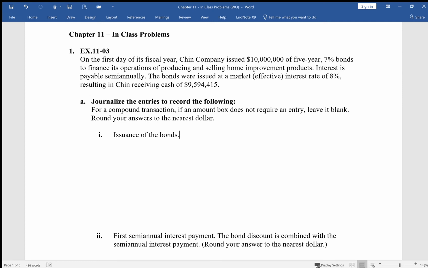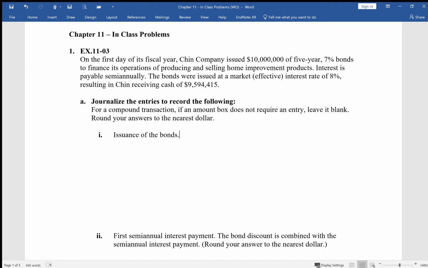Okay, chapter 11 is where we talk about bonds payable. And the first problem we're going to do is exercise 11-3. So it says, on the first day of its fiscal year, Chin Company issued $10 million of 5-year, 7% bonds to finance its operations of producing and selling home improvement products.